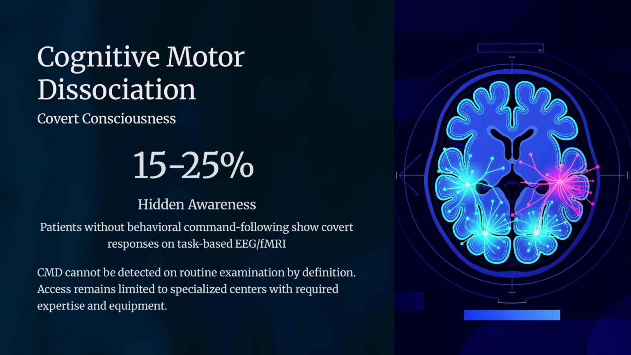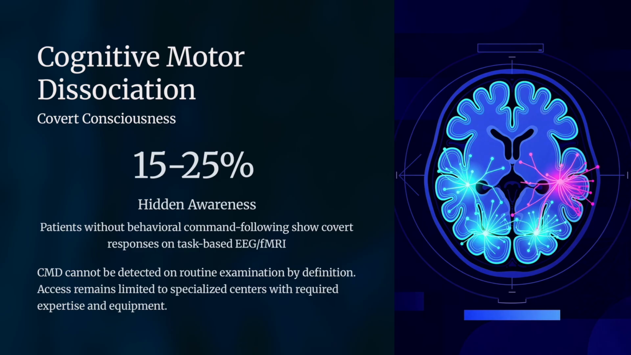What is cognitive motor dissociation? This is covert consciousness, that is, the consciousness is there. This is in around 15 to 25%. The patients have consciousness, but they are unable to express it. So patients without behavioral command following have consciousness on EEG and functional MRI. Now CMD cannot be detected on these examinations by definition.